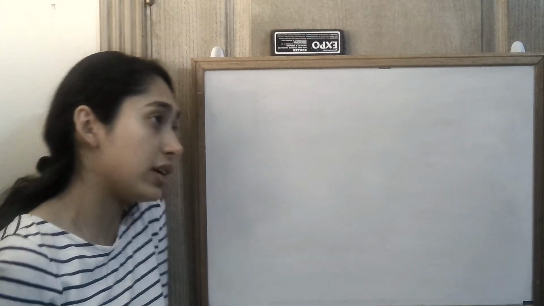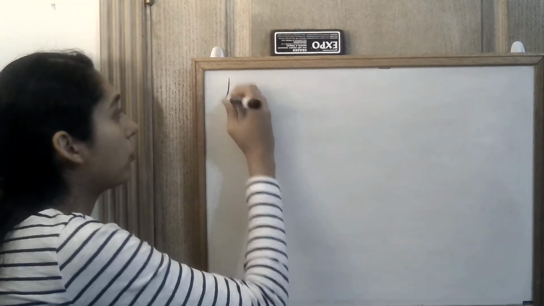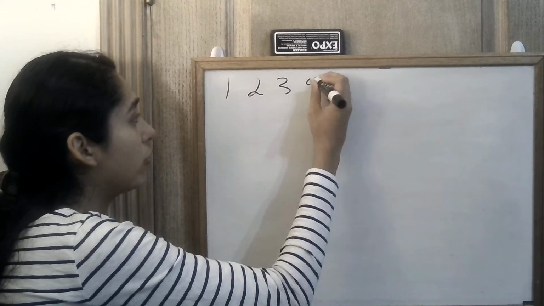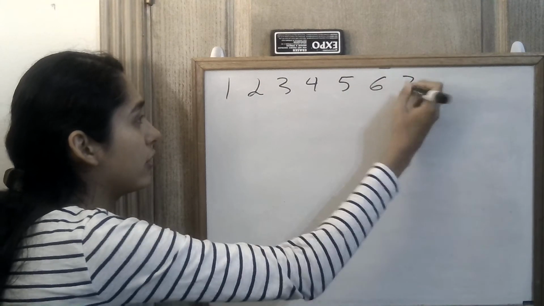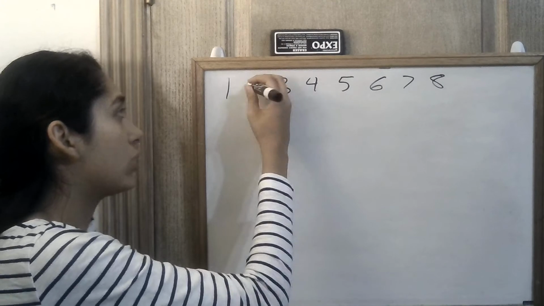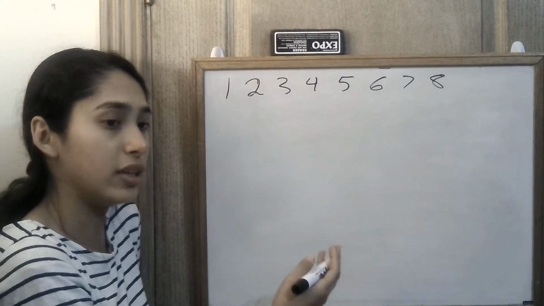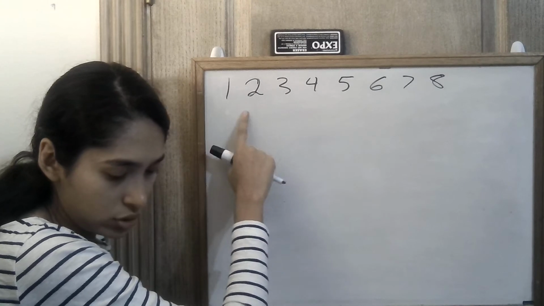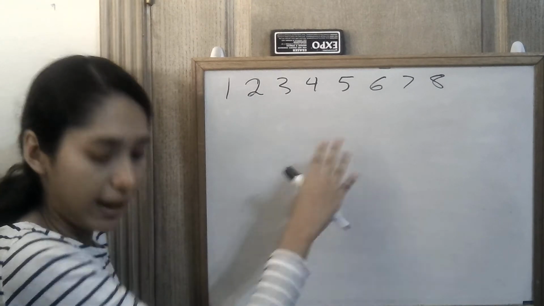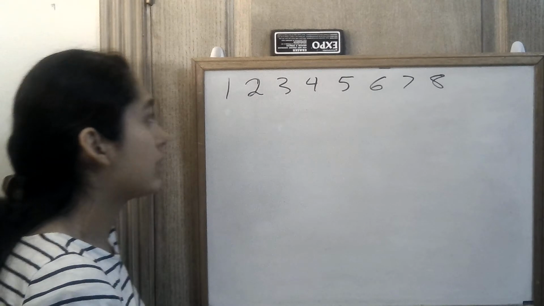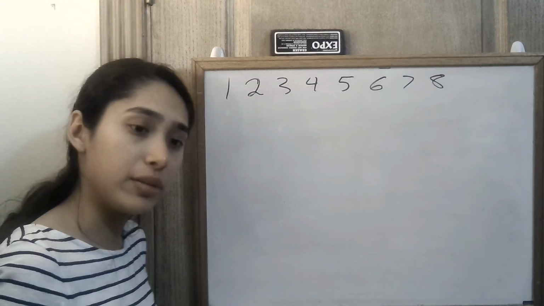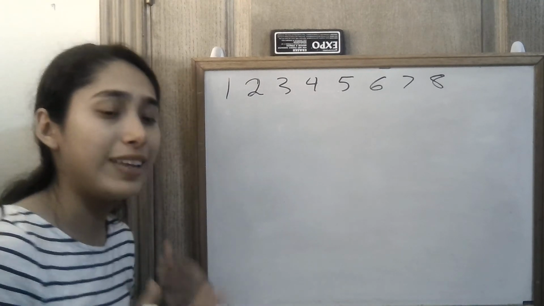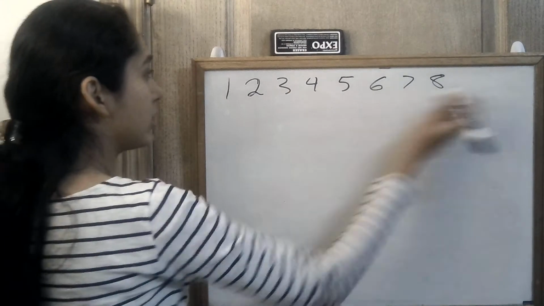Okay, so consecutive means, let's say I have 1, 2, 3, 4, 5, 6, 7, 8. Consecutive means what's next in the order. So the consecutive numbers would be 1, 2, 3 if I'm following a counting order. But let's say I'm only talking about even numbers. So a consecutive even number, so these are consecutive.